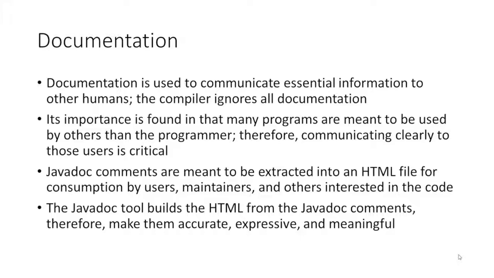The purpose of style, the whole point of style, is not to make you look like a clever programmer, but it is to ease communication between you and anyone who reads your code. Part of style includes documentation. Documentation is used to communicate essential information to other humans. The compiler doesn't care about it at all. In fact, it ignores it completely. But that doesn't mean that documentation and style are unimportant. Again, they are communications tools for other humans.